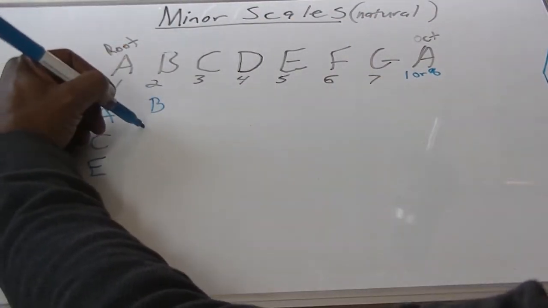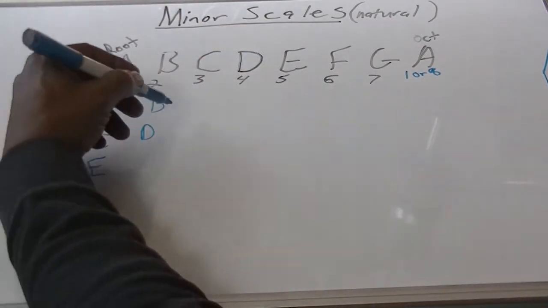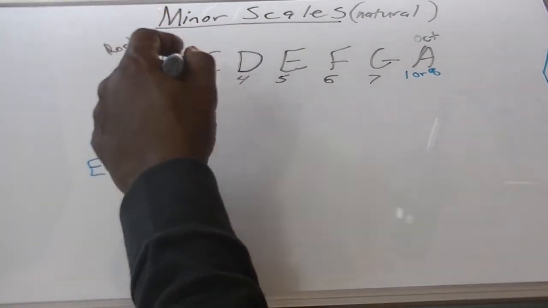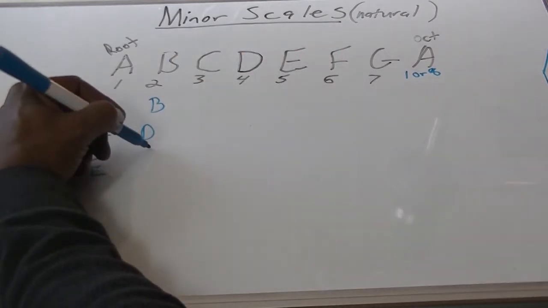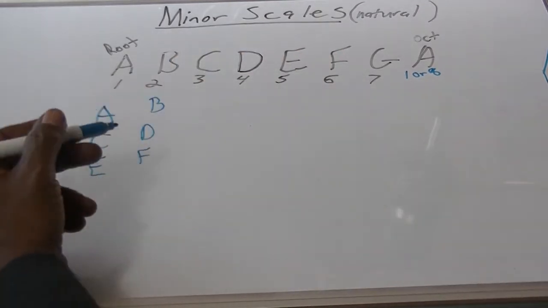We start with the B, and we do the same thing: skip over the C, take the D, skip over the E, and take the F note. So now we have our B chord.